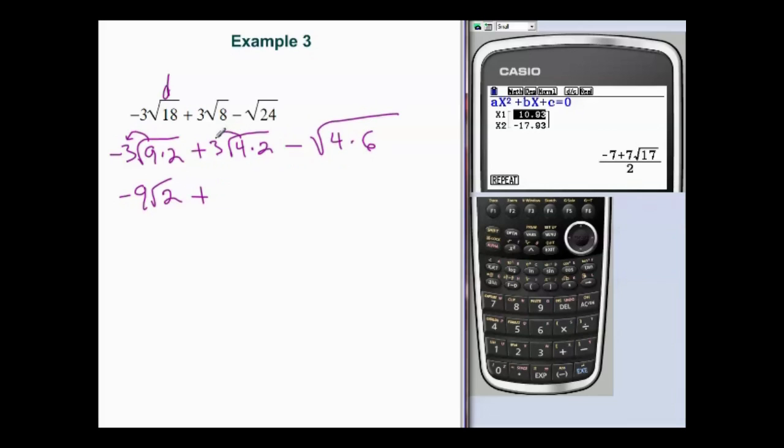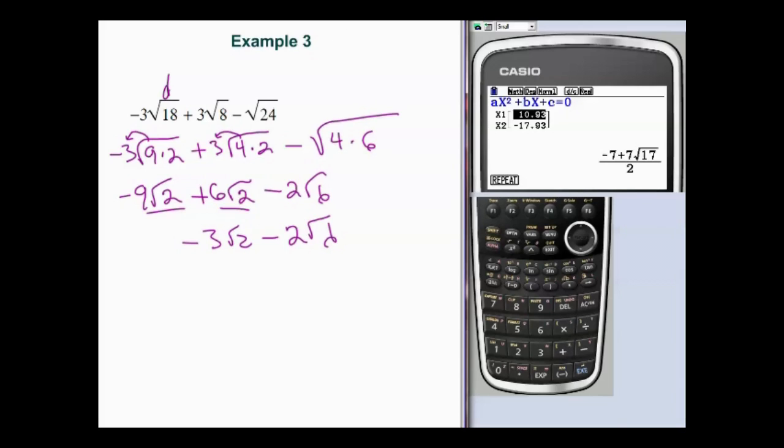That's a 2 flying out. Hits that 3. That becomes a 6. We multiply. 6 radical 2. That becomes a 2. Hits that negative 1. So we have a negative 2 over 6. Combine like terms. Boom and boom. That gives me a negative 3 radical 2 minus 2 radical 6.